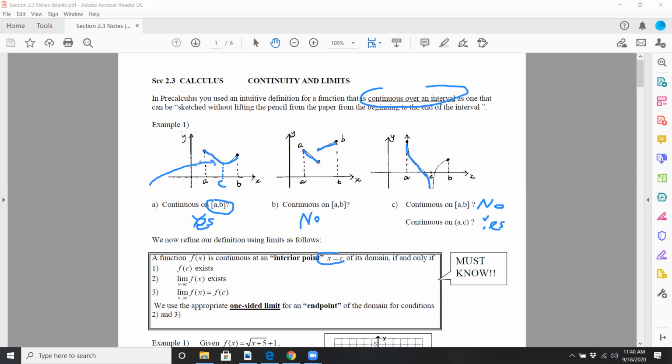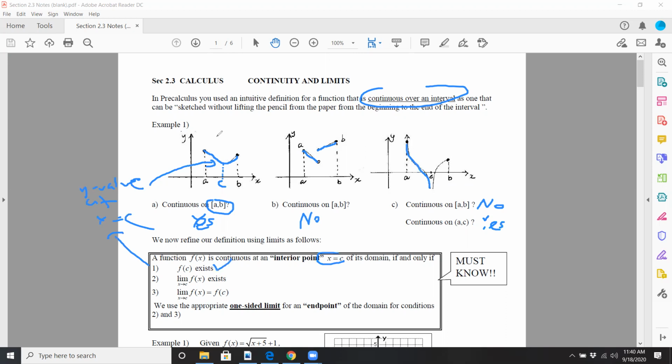Does f of c exist here? Well, yeah. I know the y value at x equals c. That's what that first condition means. So we have to satisfy these three conditions. Can I find the y value at x equals c? Yes. So we'll look at 1a again.